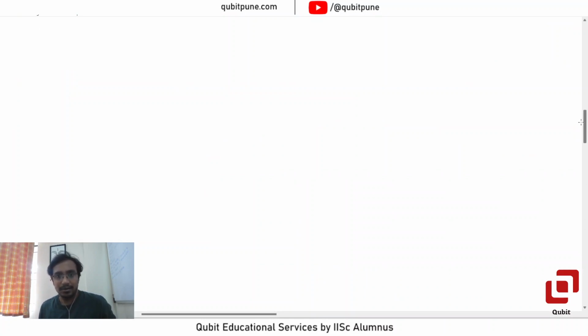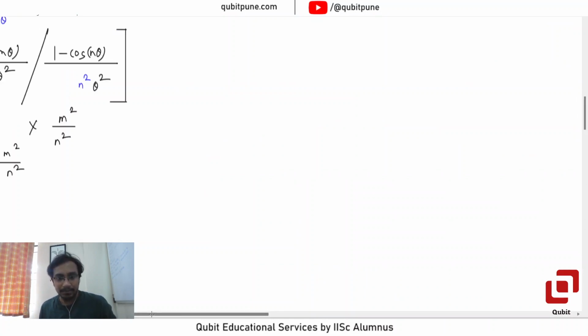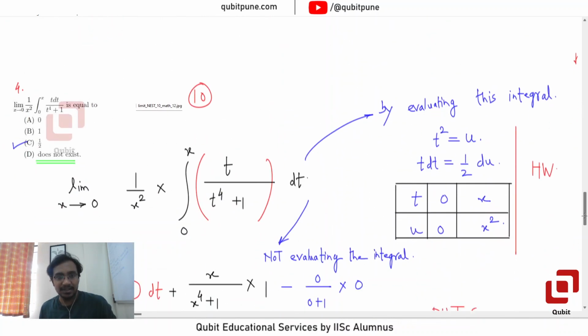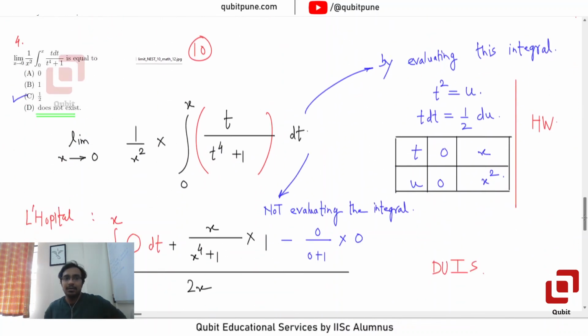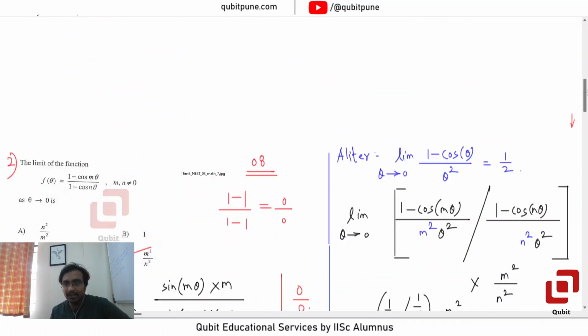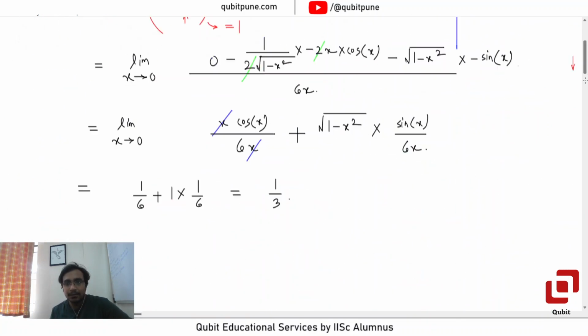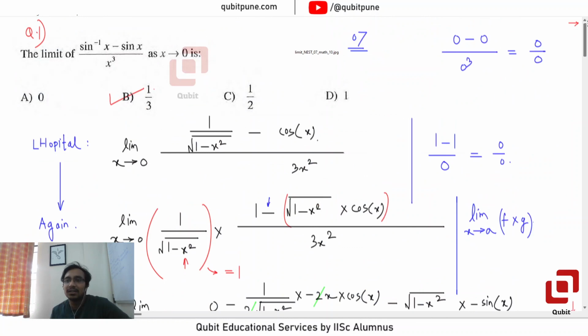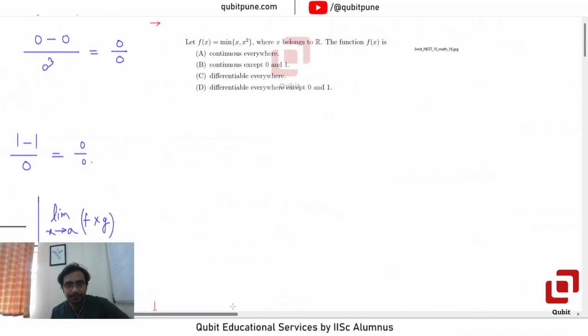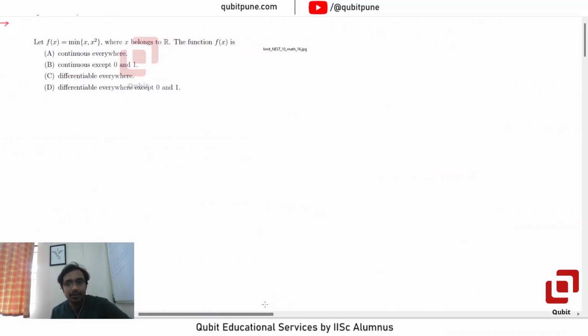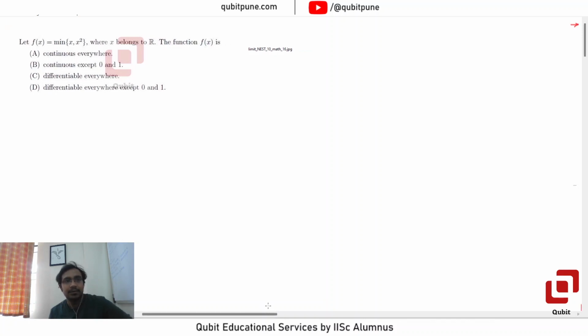So, any doubt in that problem? Or shall I explain it again, or you have understood it? Will you be able to solve this same problem using the evaluation of integral? Okay, good. Alright then, let's move on. That was our 4th one. Let's go to 5th.